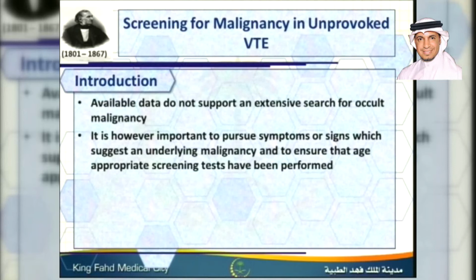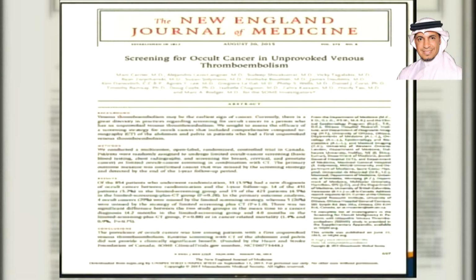This is for screening for malignancy, because I brought that case. It is very controversial, but available data don't support an extensive search for occult malignancy. But very important, you have to pursue symptoms or signs which suggest an underlying malignancy, and ensure that age-appropriate screening tests have been performed. If the patient is more than 50, I will do a colonoscopy, and if a patient is 40, I will do mammography. So we do age- and gender-appropriate cancer screening rather than just random shooting, doing a whole malignancy workup in a patient with unprovoked VTE. This is very important to keep in mind.